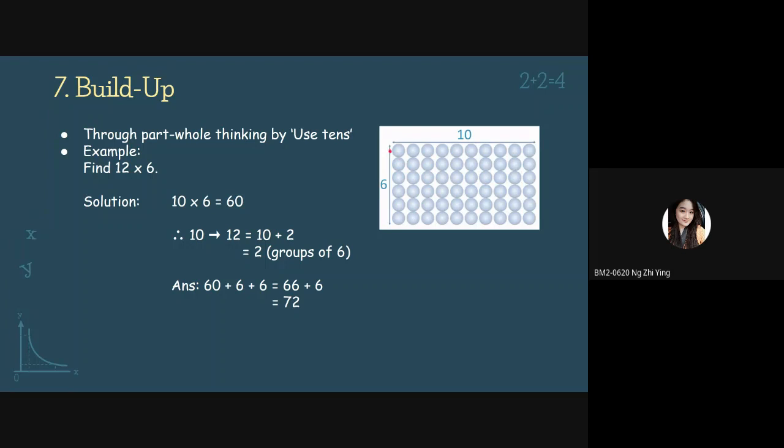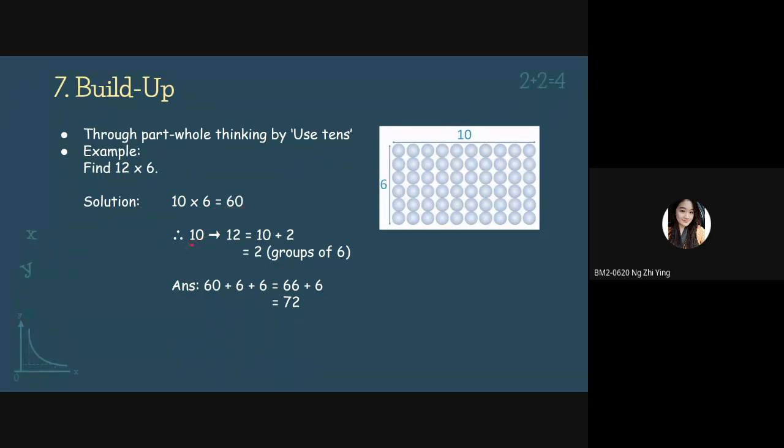For the build-up strategy example, if we are asked to find 12 times 6, and we didn't memorize the multiplication table, we may not know the answer on the spot. So we can do it like this. First, we think about the nearest multiple of 10 from 12. That will be 10. So 10 times 6 will be 60.